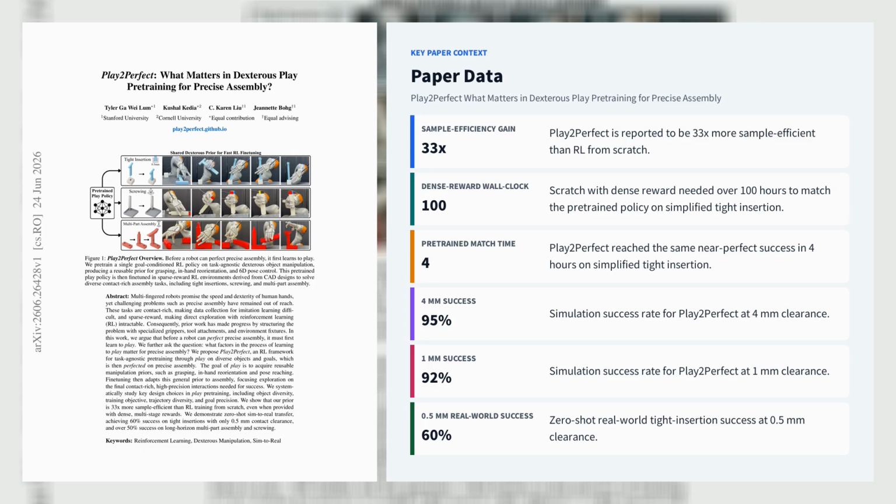The key finding is that this prior is 33x more sample efficient than training from scratch, even against a dense, hand-shaped reward baseline that still needed over 100 hours to match the pre-trained policies for our result on simplified tight insertion. In simulation, Play 2 Perfect reaches 95% success at 4 mm clearance, 92% at 1 mm, and 80% at 0.2 mm, while the play-only policy collapses near 4 mm.